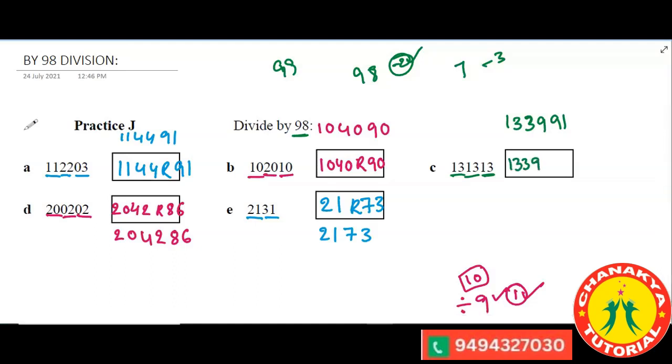1339.99. Not 0.99. Not 0.91. Remainder 91. So, in case of division by 98, we cannot take the remainder part as the decimal part directly.